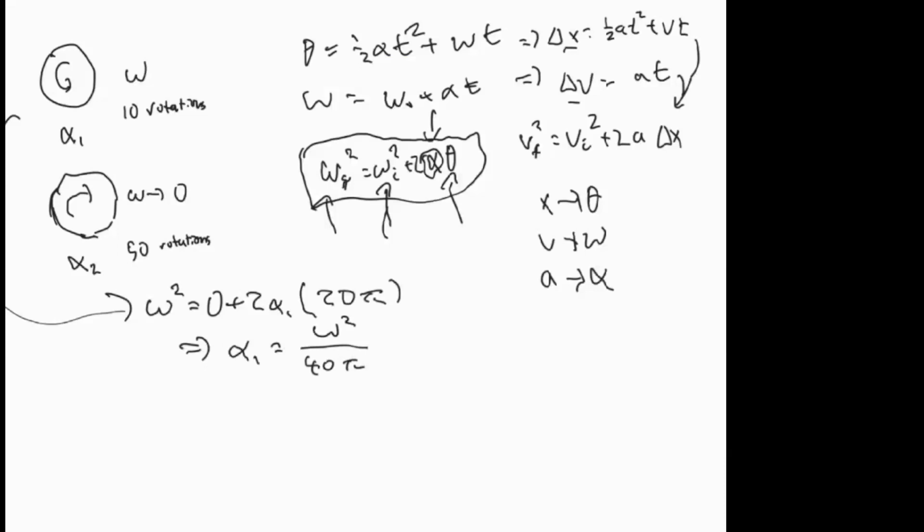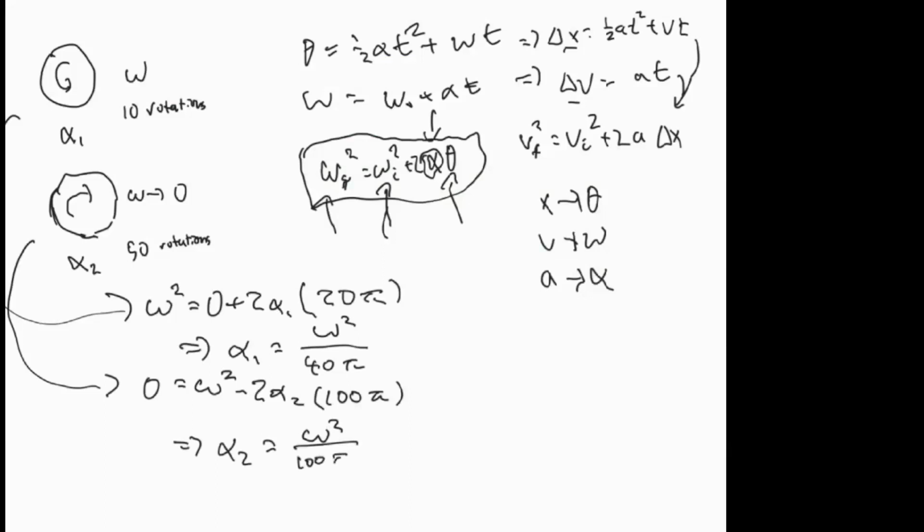Very nice. Now, what about alpha 2? If we write down the equation, but now we're decelerating, its final omega is 0. Its initial omega is just omega. And then it's accelerating at minus alpha 2 and 50 rotations, so 100 pi. And then we get that alpha 2 is equal to omega squared over 100 pi.